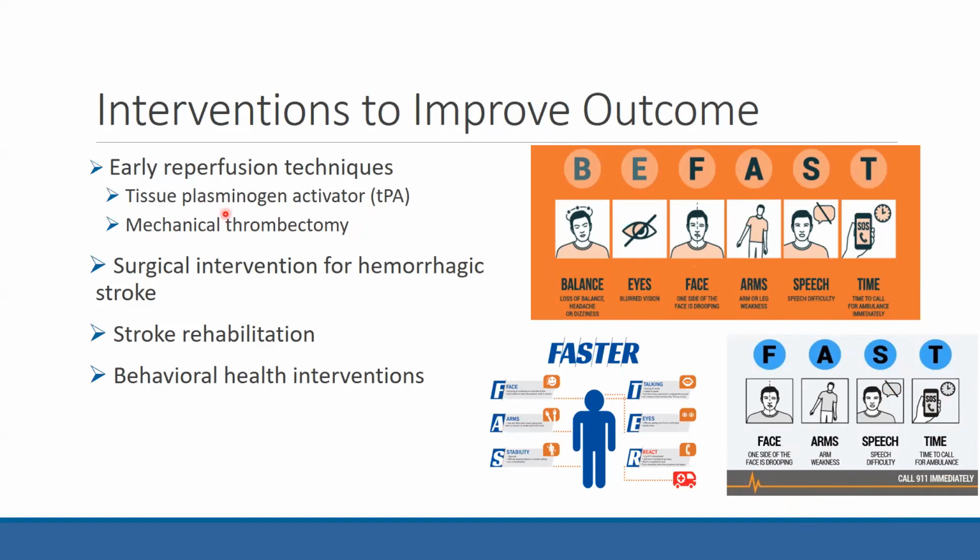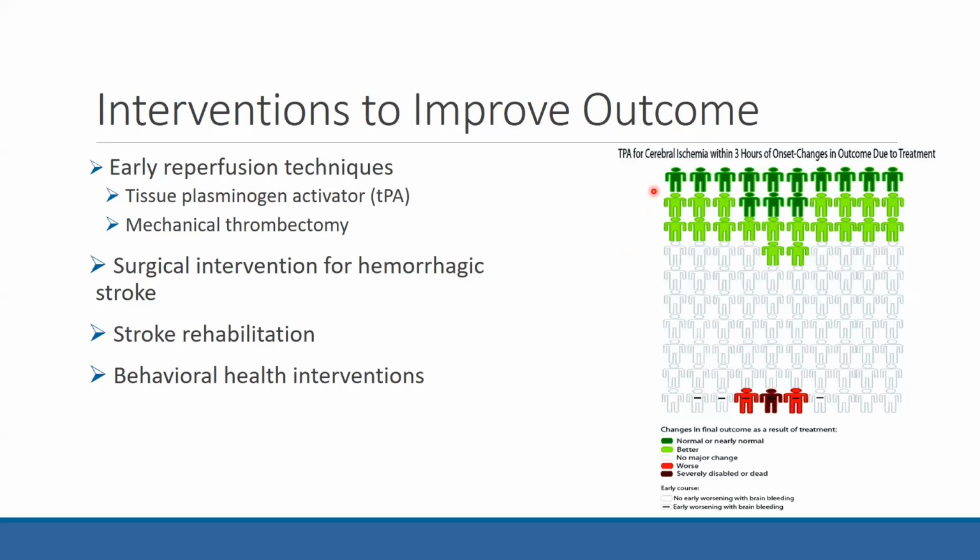They can also go in and break up that clot mechanically. Obviously, that's a more invasive procedure than just giving you some medication, but it really makes a difference. So this figure shows the improvement seen from giving TPA within the first 3 hours after stroke. And so all of these patients, this is the percentage of patients that do better than those who haven't received TPA. Obviously, we're going to need to do that surgical intervention for hemorrhagic stroke.